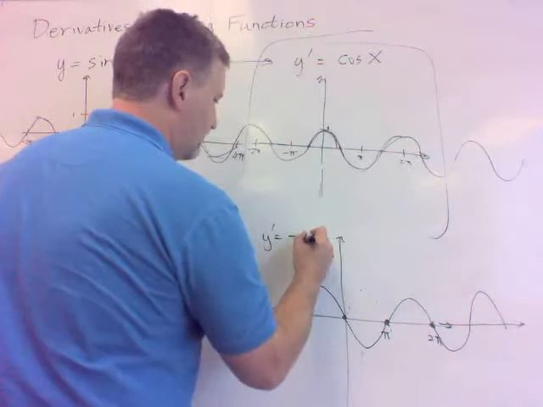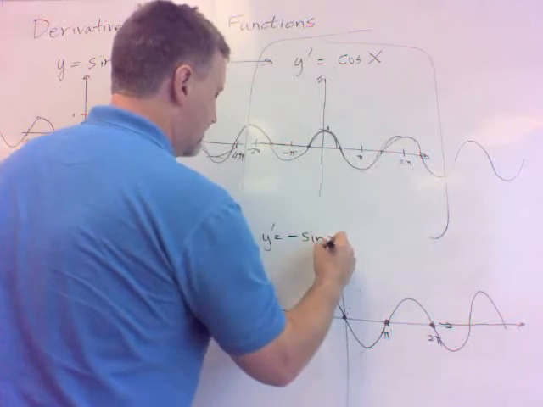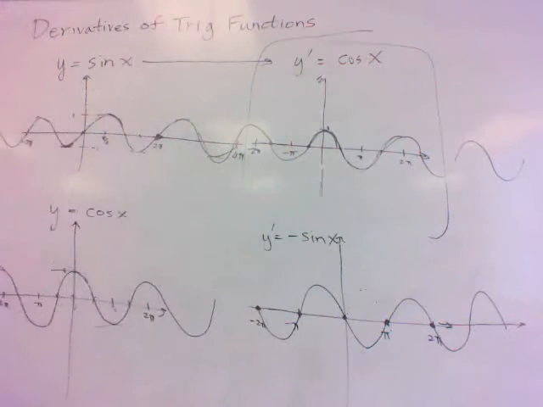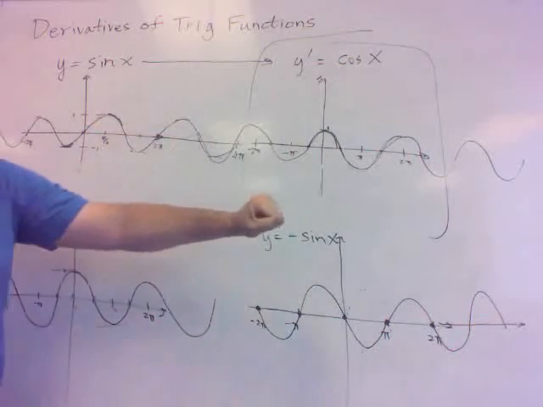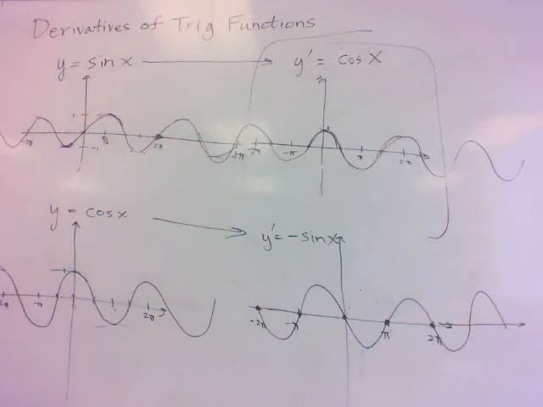Derivative of cosine is minus sine. Turns out it's not sine, but it's minus sine. So it's pretty nice. The derivative of sine is cosine. The derivative of cosine is minus the sine, as far as the trig functions of those go. Okay?